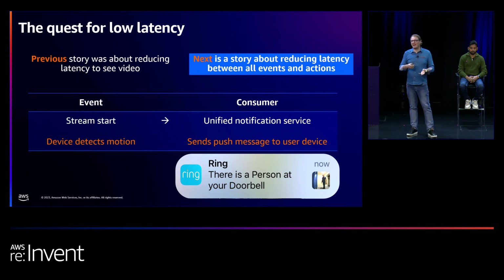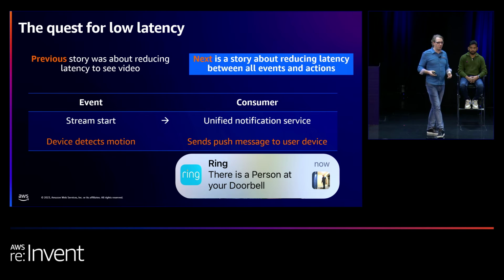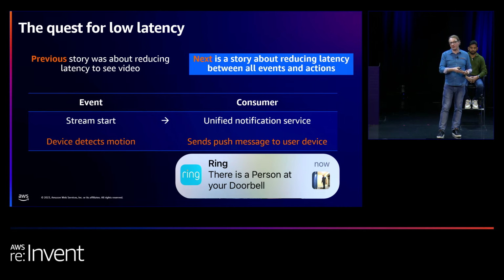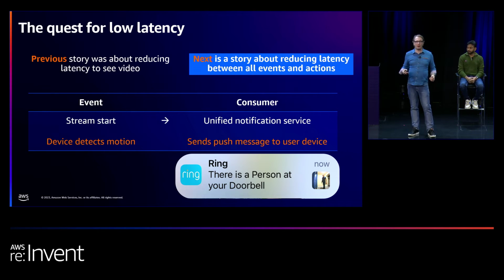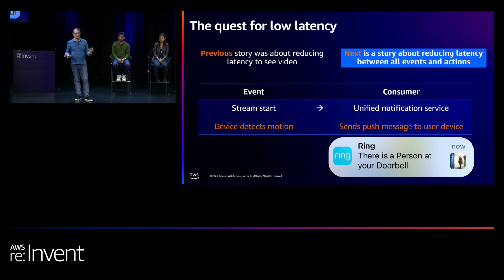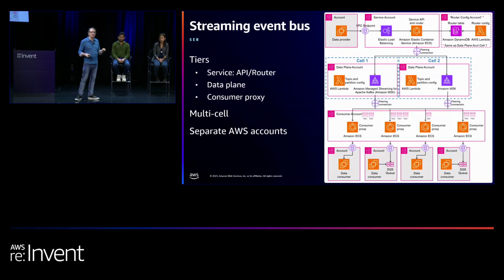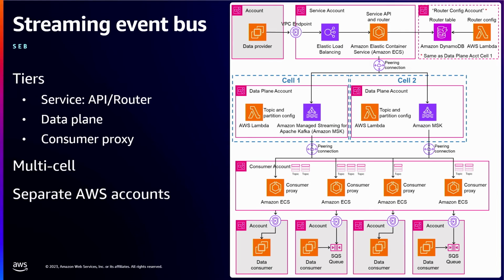What do I mean by event-driven? So for example, a camera might record an event like stream start. That's the name of the event internally. To us, that means the device detected motion. And that event then needs to get routed to a notification service, because that notification service is going to send the push notification to me and tell me there's someone at my doorbell. In this case, me. I'm at my own doorbell. But still, as a user, you want to know that as quick as possible. So that's an example. So they built the streaming event bus, or SEB, S-E-B.